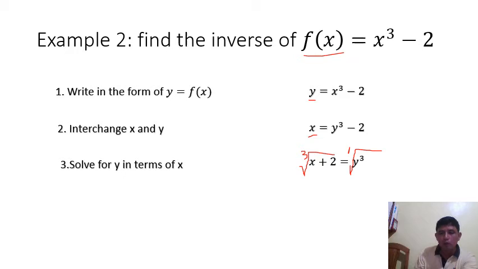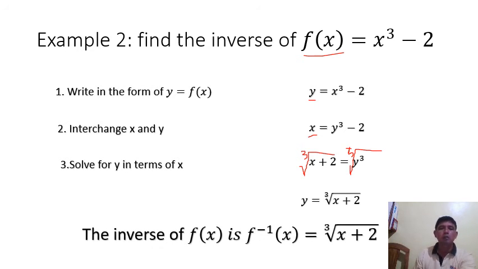Cube root of x plus 2 and cube root of y cubed. Okay, so we have here the cube root of y cubed. Then, here it is, the cube root of y cubed, that is y, equals the cube root of x plus 2. So therefore, the inverse of f of x equals x cubed minus 2 is the cube root of x plus 2.